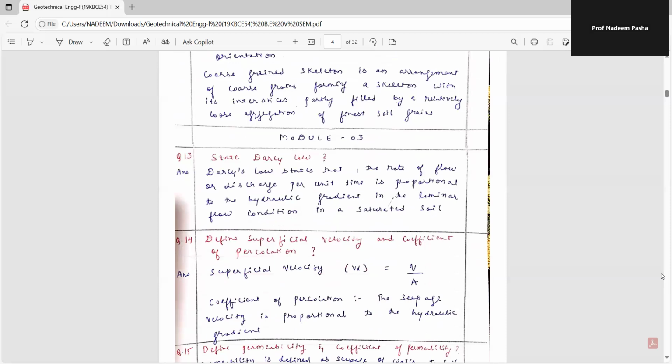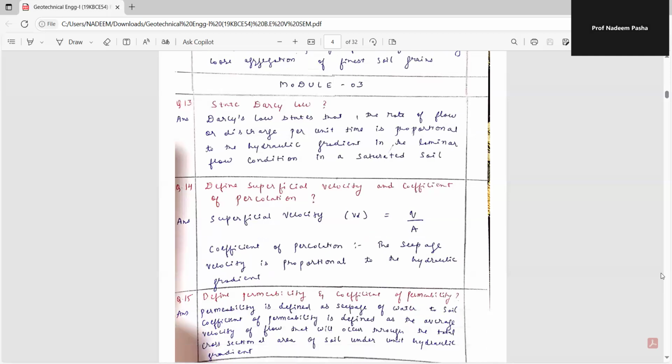Define superficial velocity and coefficient of percolation. Superficial velocity Vd, how are you defining it? It is defined as the ratio of Q by A. And what is coefficient of percolation? The seepage velocity is proportional to the hydraulic gradient. It is known as coefficient of percolation.